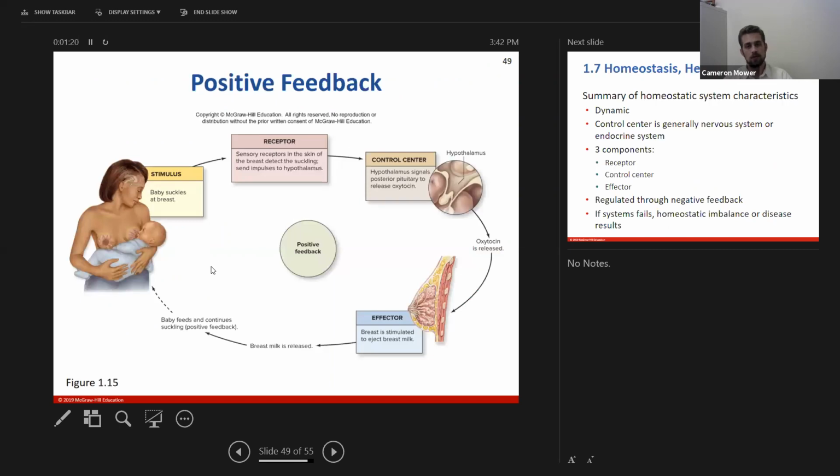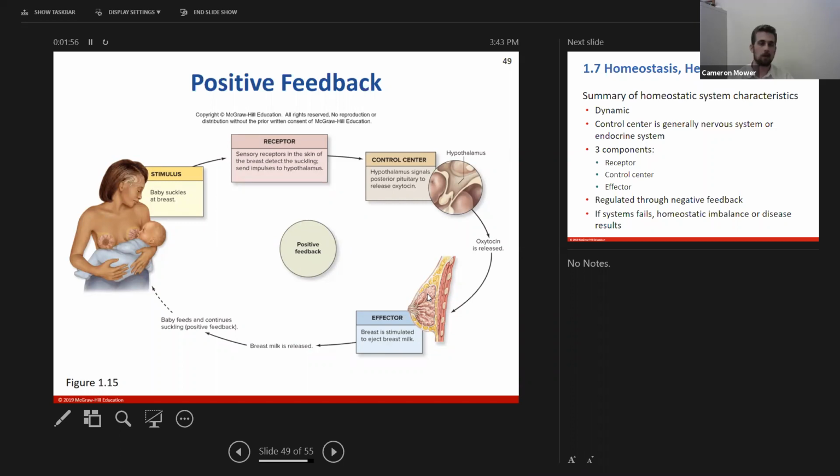Let's take a look really quick. Positive feedback of nursing a baby. The stimulus is that the baby is suckling at the breast. The receptors, a bunch of sensory receptors in the skin, detect that suckling action and send that information up to the control center, the hypothalamus. The hypothalamus then says, hey, release oxytocin. That oxytocin is released, and then the mammary tissue within the breast is stimulated to produce milk.